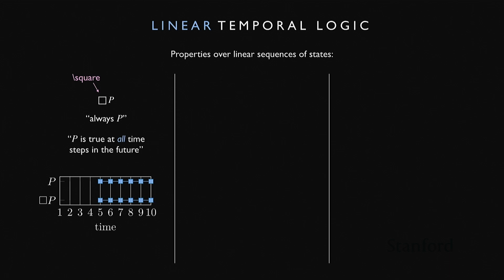So for example, when we say always P, at time step 1, P is not true from time steps 1 through 4. It is true 5 through 10, but it's definitely not true at all time steps in the future. So always P is not going to be true at time step 1. At time step 2, again, there are still some time steps in the future where it's not true. So always P is also not going to be true at time step 2, and so on until we get to time step 5. Now P is always true for the rest of the trajectory, for all time steps in the future, and so we get that always P is true as well, and this will happen until the end.